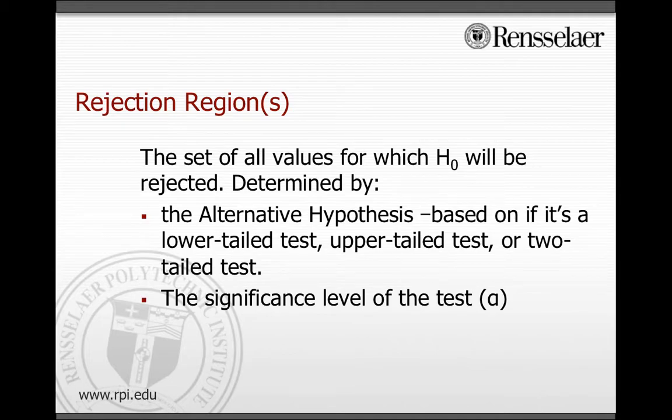So your rejection region is going to be the set of all values for which the null hypothesis will be rejected, and it's determined by the alternate hypothesis. It's based on if it's a two-tailed test, a lower-tailed test, or an upper-tailed test, and the significance of the test, alpha, which in most cases is 0.05.